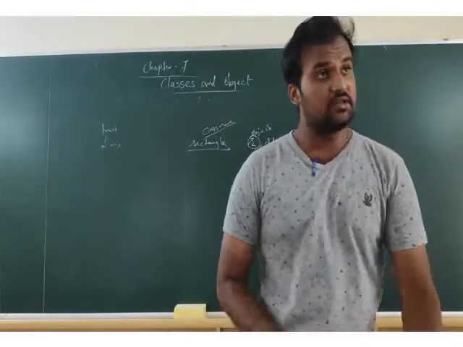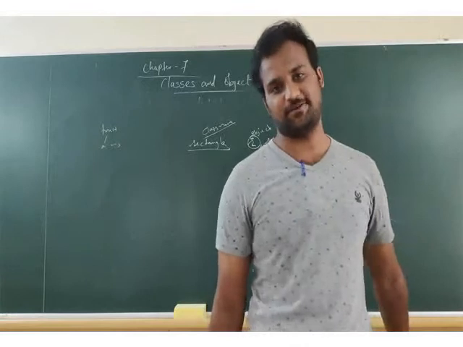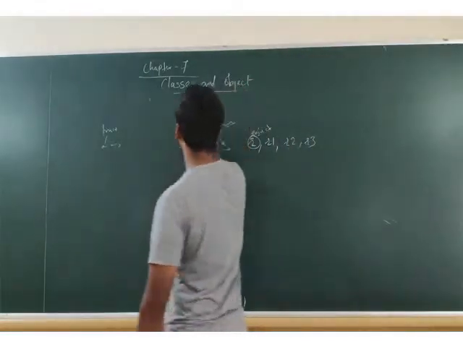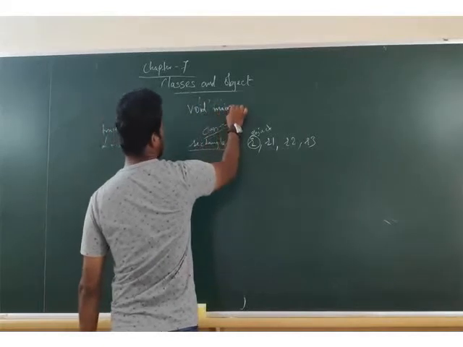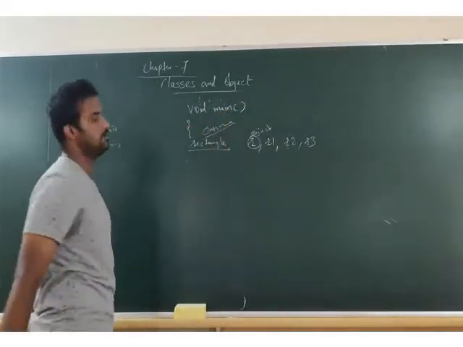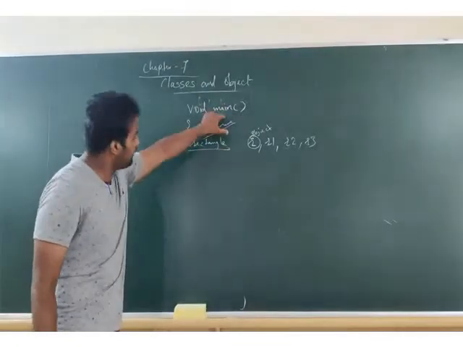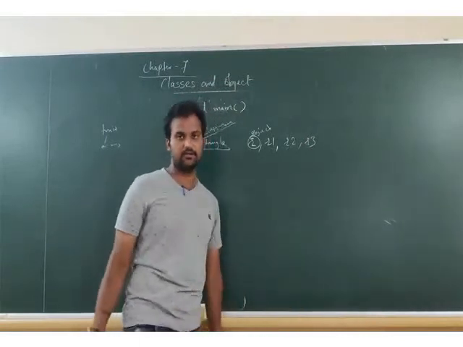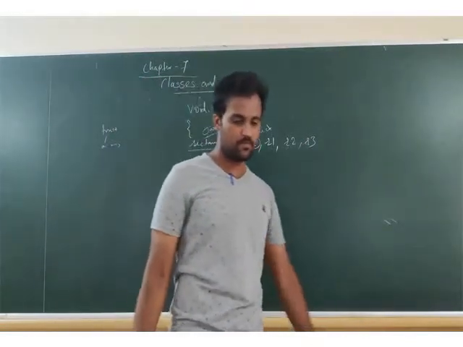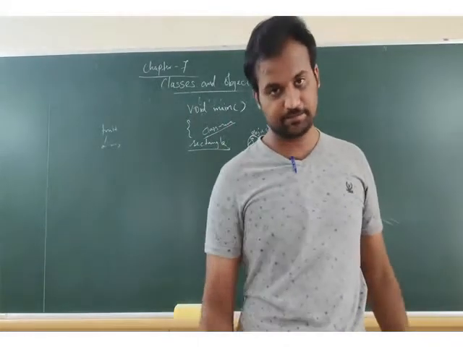And the next thing is, an object should be defined in the main function. What do you mean by main function? Void main. Here we write void main. Inside the void main function, in this main we have to write rectangle and like this. Okay? Next.